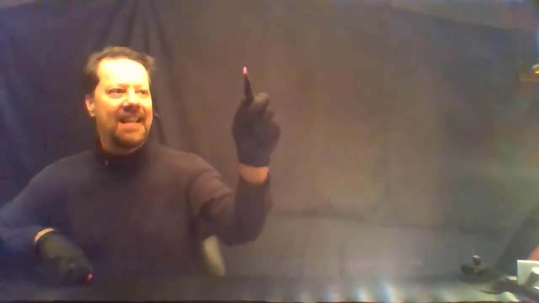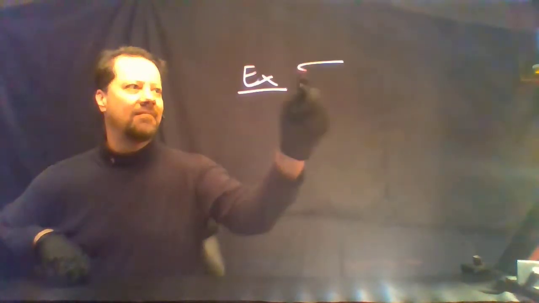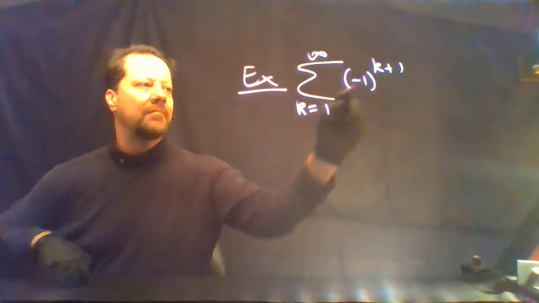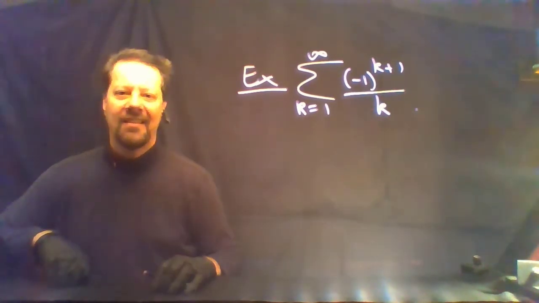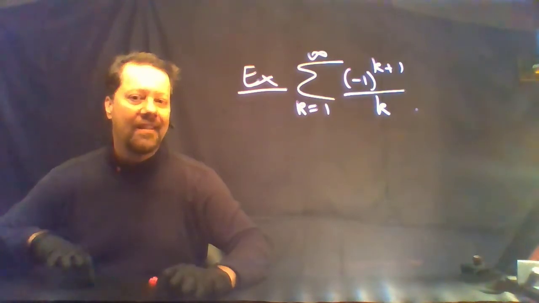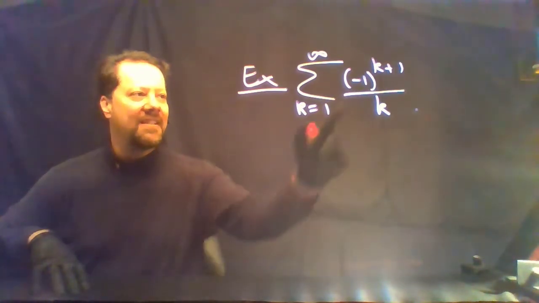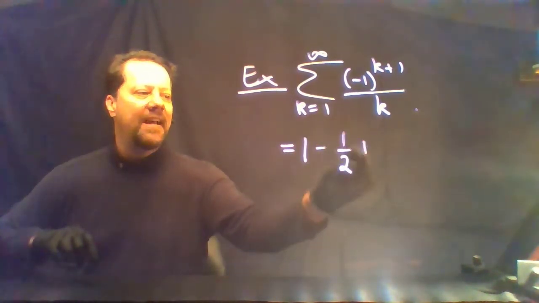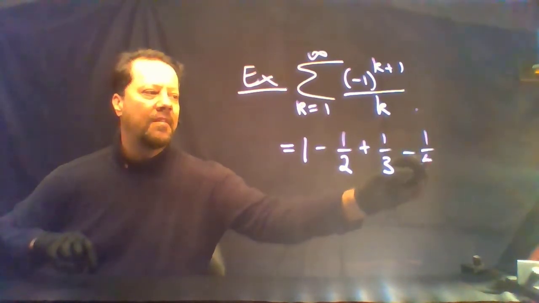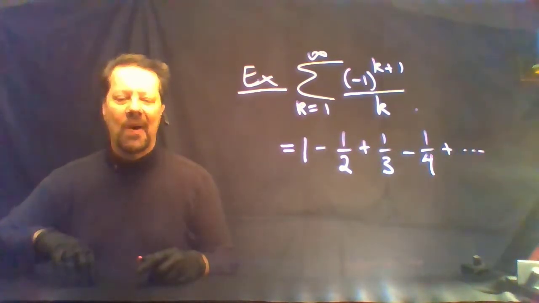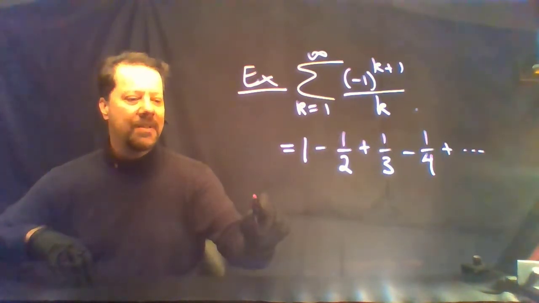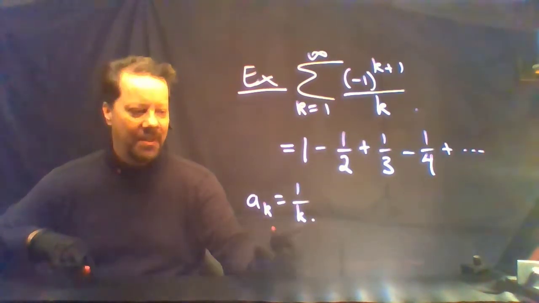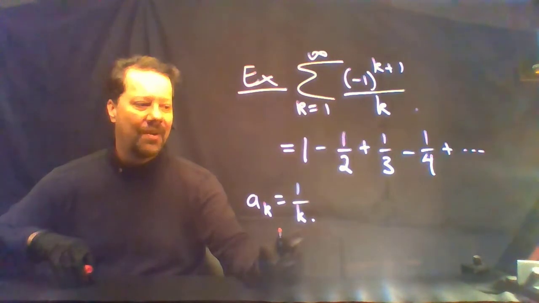There's a classical example that you need to be aware of. This series looks a lot like the harmonic series. What makes it different is that it's alternating in sign. This is going to be 1 minus a half plus a third minus a fourth, and so on. Notice that in this particular case, a sub k is 1 over k, which is monotonically decreasing to 0.